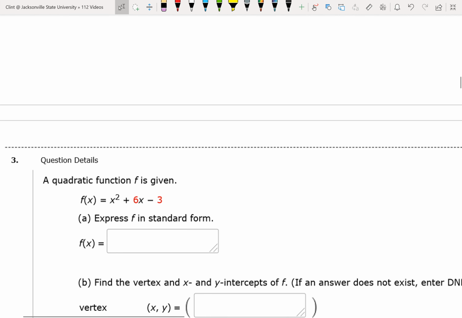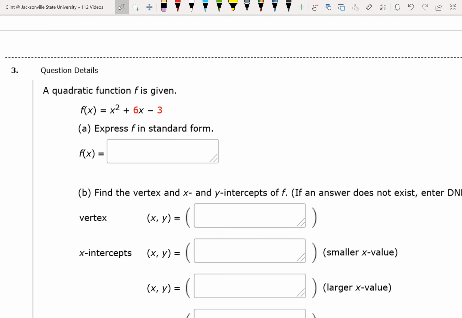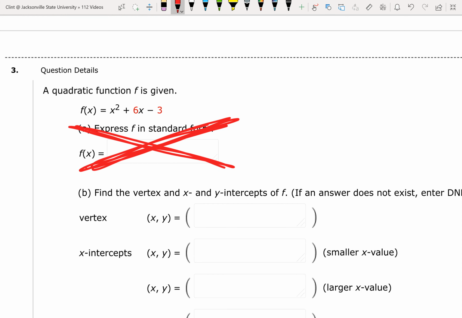Number 3 is similar, but it doesn't give us a graph. Remember, I'm not going to ask you to express these in standard form. You don't have to worry about that. If you want to express it in standard form, that's fine, but I'm not going to make you express it in standard form.